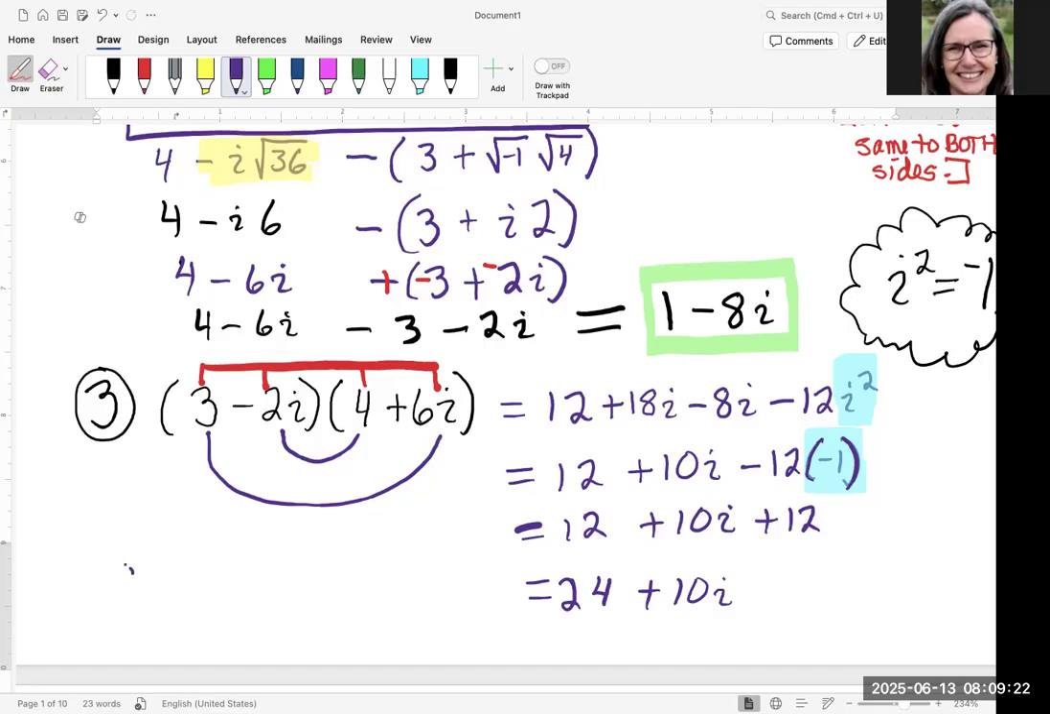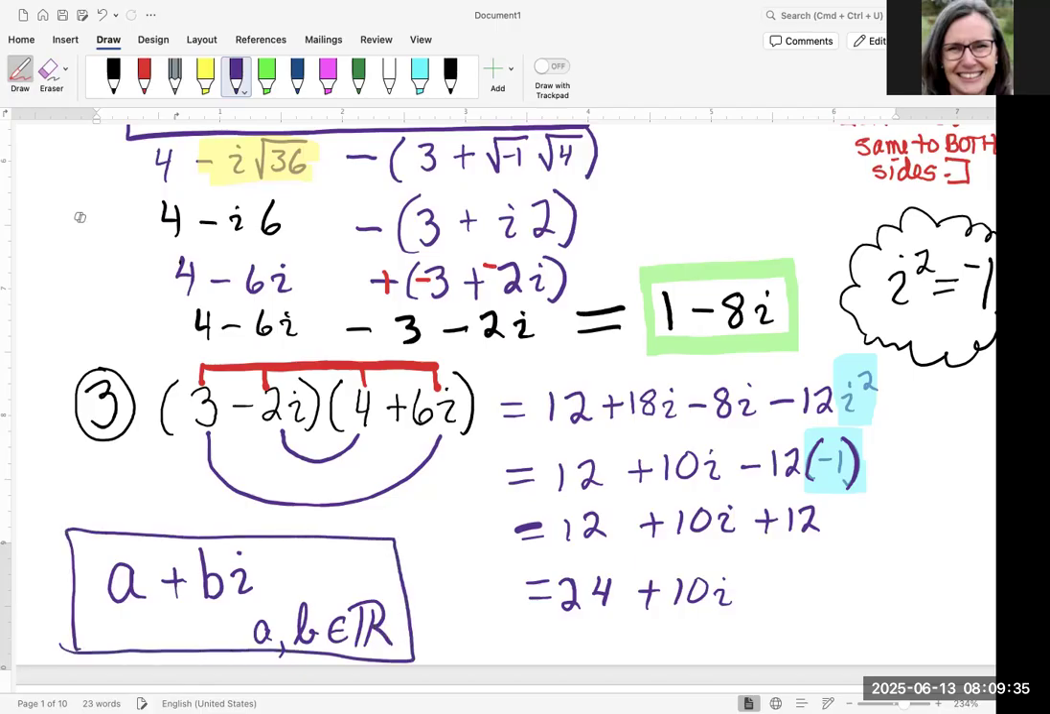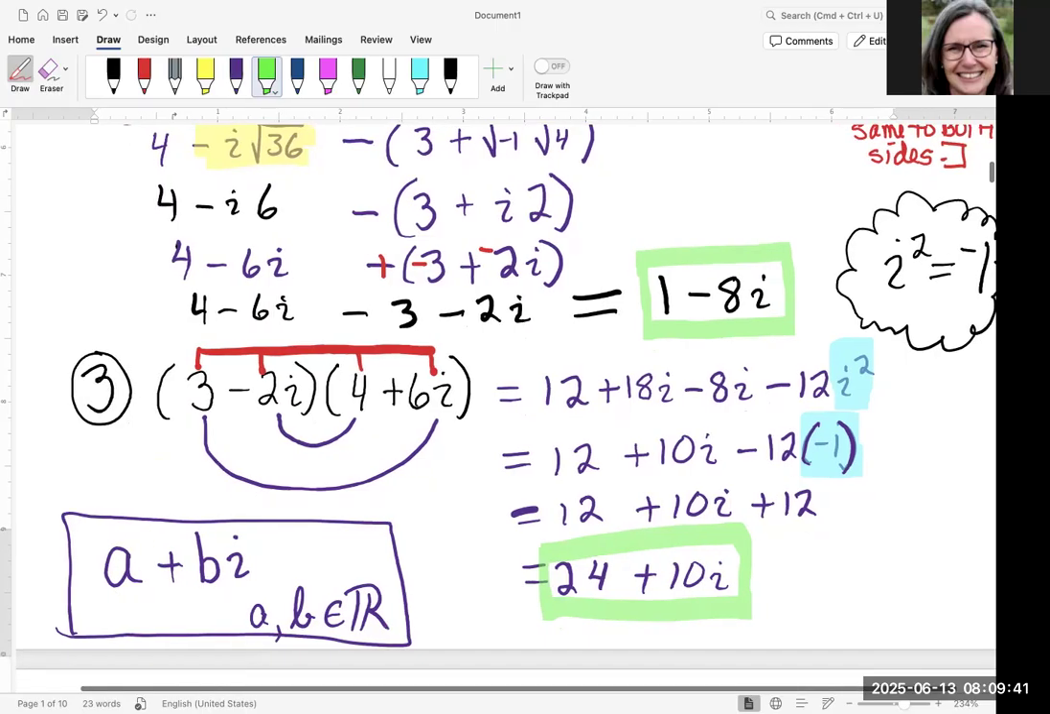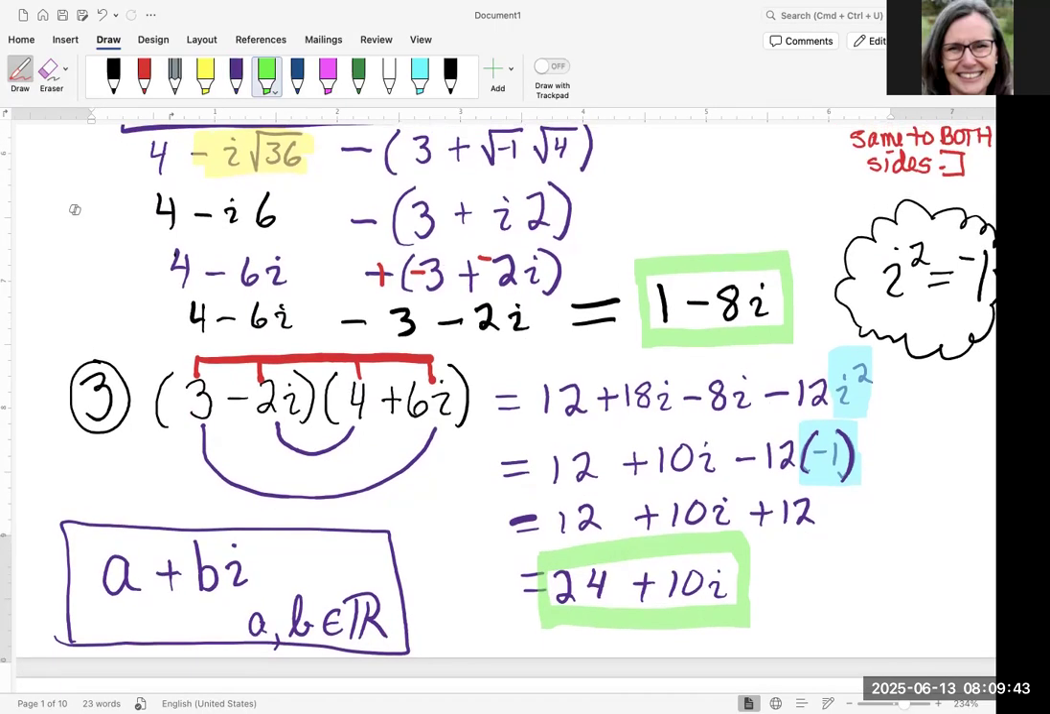Again, we always write complex numbers in the form a plus bi, where a and b are elements of the real number system. Final answer. Add, subtract, multiply, and divide complex numbers similarly as if the i were a variable. Remember that the i squared always converts to -1.